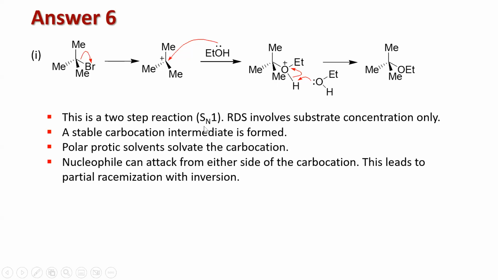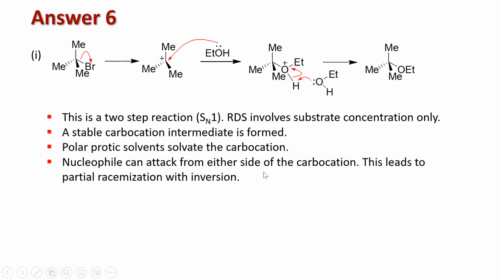This is a two-step reaction. You can see the rate determining step is this one. So SN1 reaction. The rate determining step involves substrate concentration only. A stable carbocation intermediate is formed. So polar protic solvent solvates the carbocation. I told you this carbocation is solvated by the polar protic solvent. This is a polar protic solvent, so it covers around this and the carbocation is stabilized.